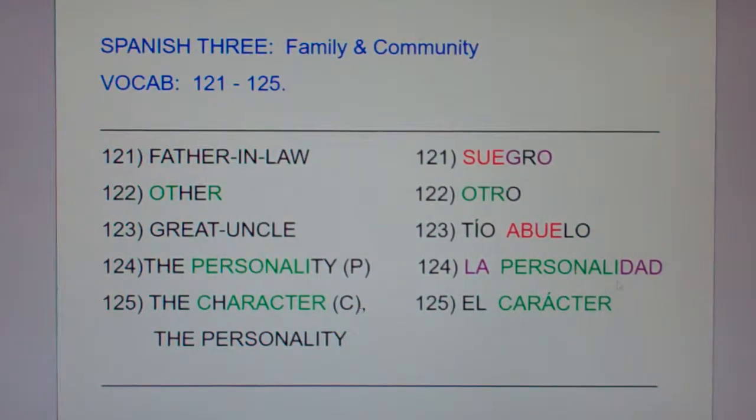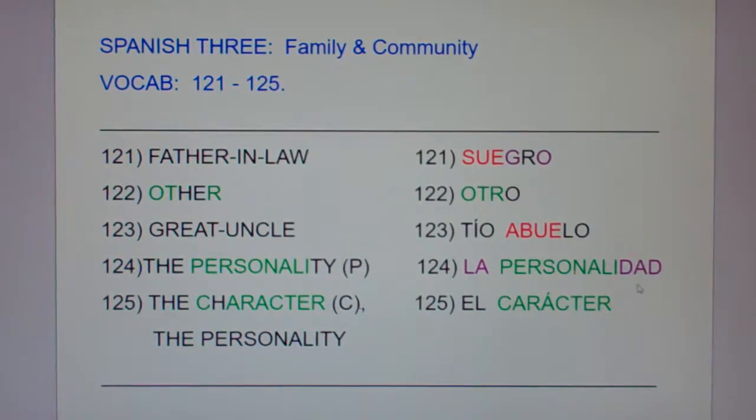How do we remember that? Listen and repeat. But my dad's not feminine. But my dad's not feminine. So personalidad.